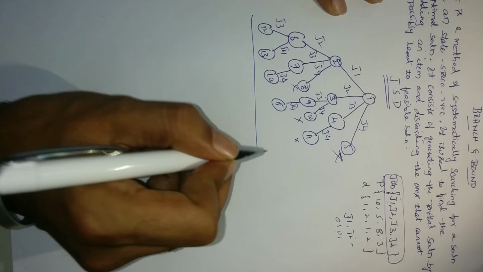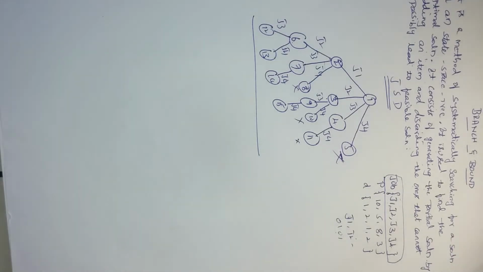This is one method to solve job sequencing with deadline using the branch and bound method. In this concept, we are using two concepts: one is upper bound and the other is lower bound.